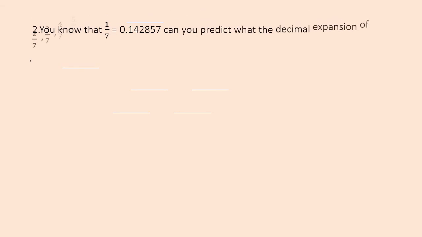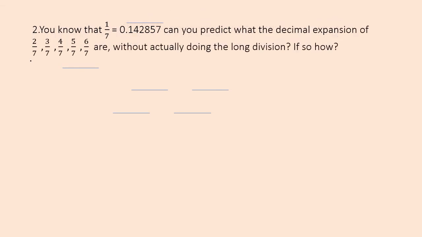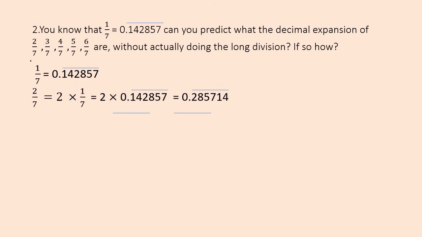You know that 1 upon 7 is equal to 0.142857 repeating. Can you predict what the decimal expansion of 2 upon 7, 3 upon 7, 4 upon 7, 5 upon 7 and 6 upon 7 would be without actually doing the long division? If so, how? It is given that 1 upon 7 has the decimal expansion 0.142857 repeating. Now 2 upon 7, whose value you have to find, can be written as 2 multiplied by 1 by 7.